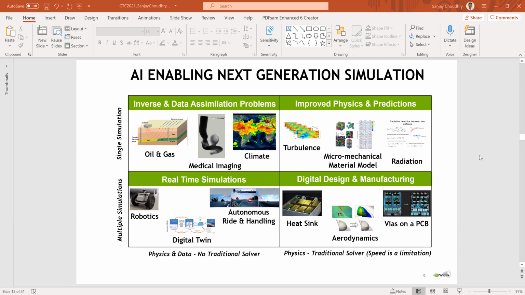The inverse and data simulation problem basically are totally, so on the right-hand side is actually the domains where you have traditional solvers, but speed is a big limitation. On the left-hand side, the traditional solvers don't exist. And on the y-axis, basically, you have single simulations that are typically done in these domains versus multiple simulations that are done.